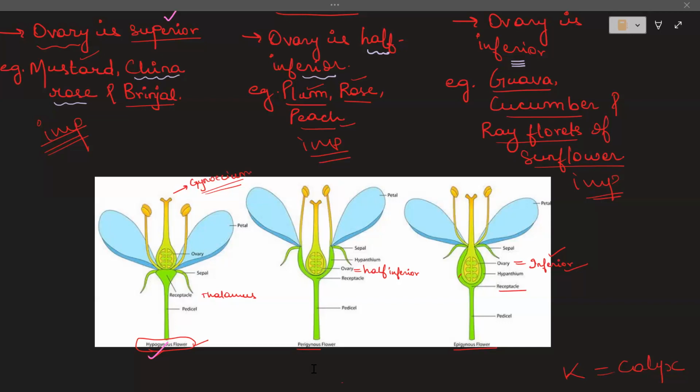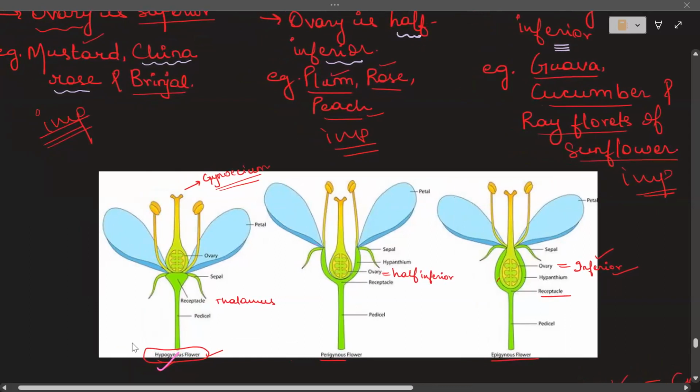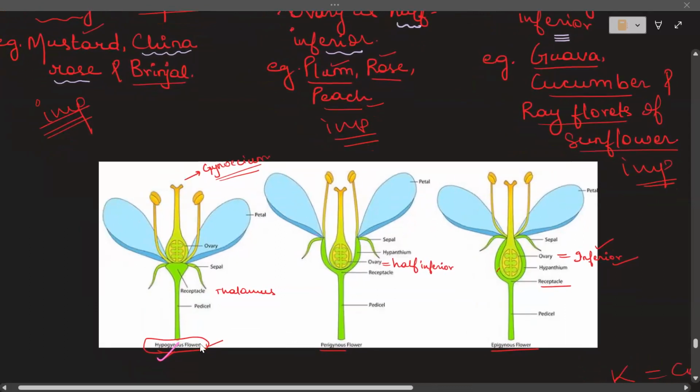Ma'am, should we mark it? Yes. Ma'am, should we mark it or just draw it? No. Mark it. Like you can label it. Okay. Also mention which one is which kind of flower: hypogynous, perigynous, or epigynous.